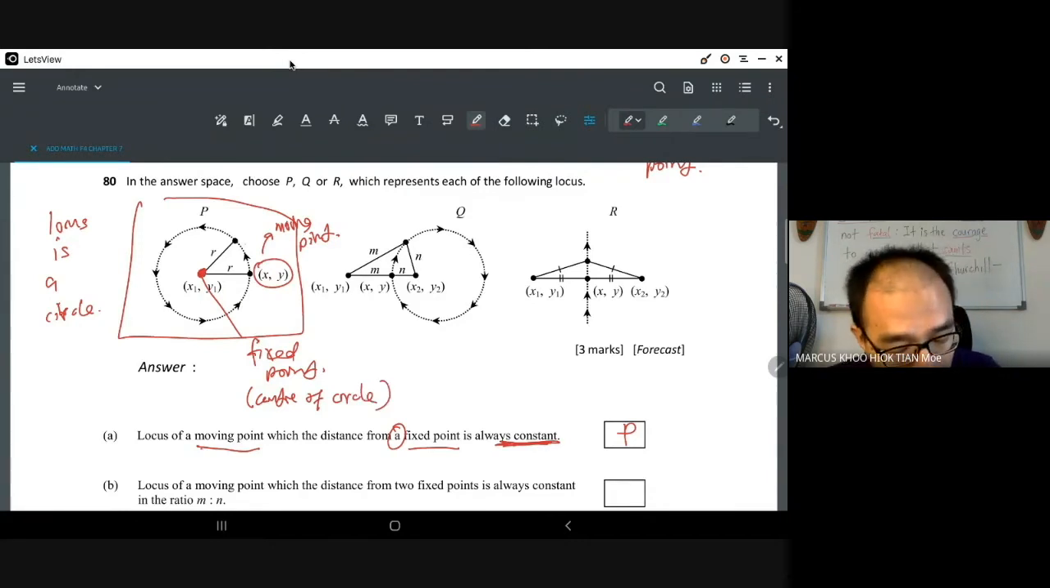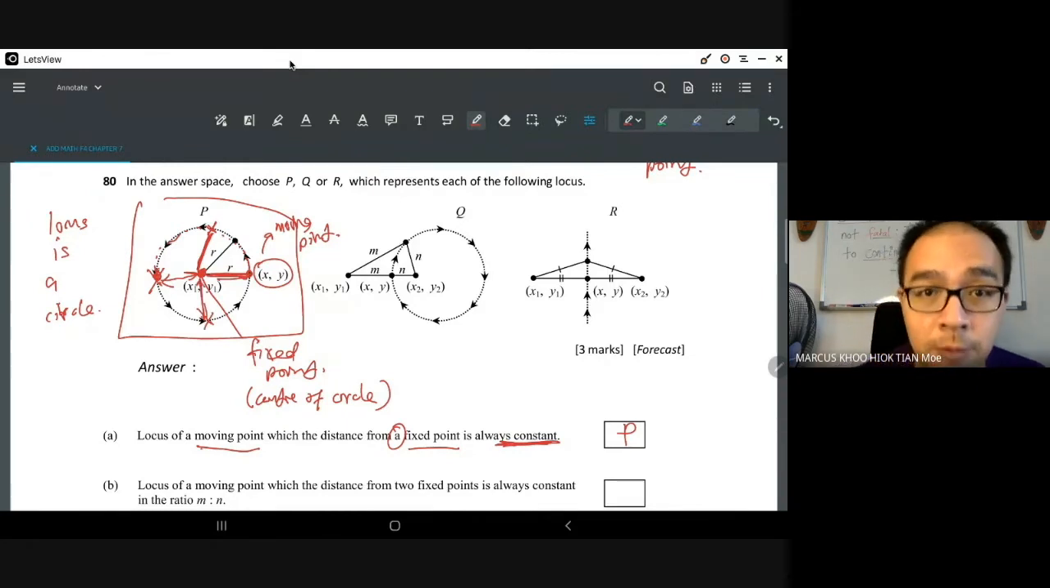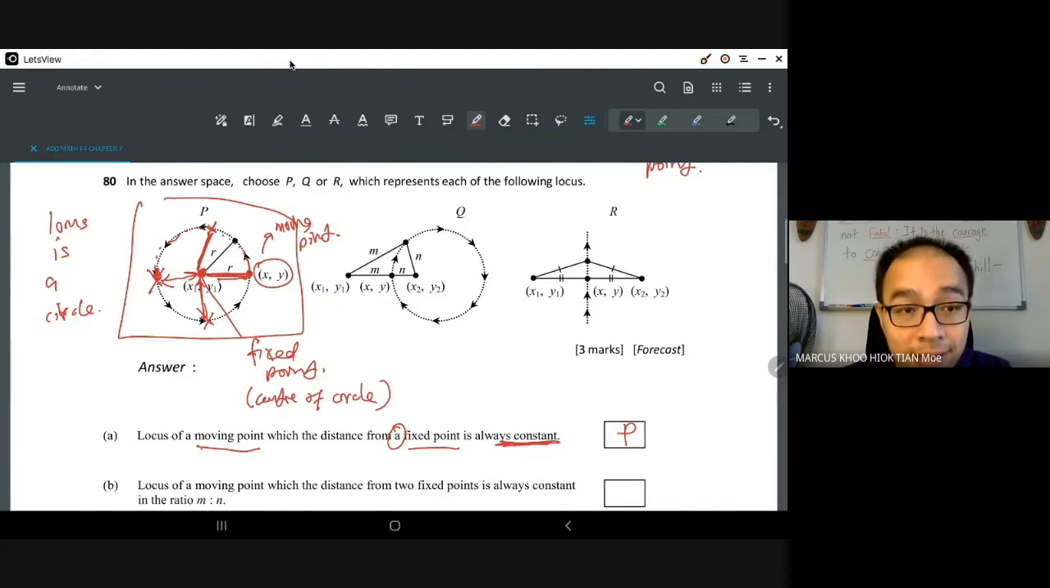So if this point moves and I come over here, you find that the distance is still the same. If I keep moving in the same circle and I bring the point over here, the distance is also the same as the original distance. So this locus is a circle where the fixed point is the center, and of course you have the radius r.